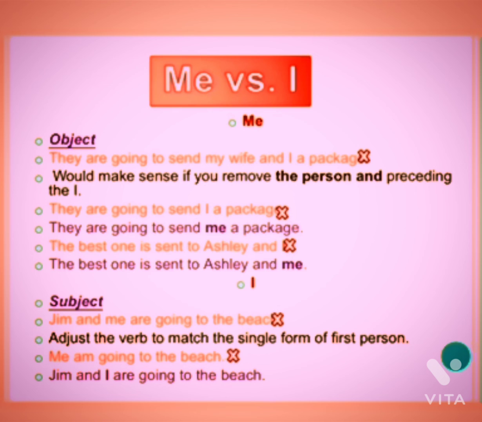It means when we use it as an object, then we should write me. And if we use it as a subject, then we should write I. So I is used as a subject and me is used as an object. Fine. If we write this sentence like this, they are going to send my wife and me a parcel, then it's correct.